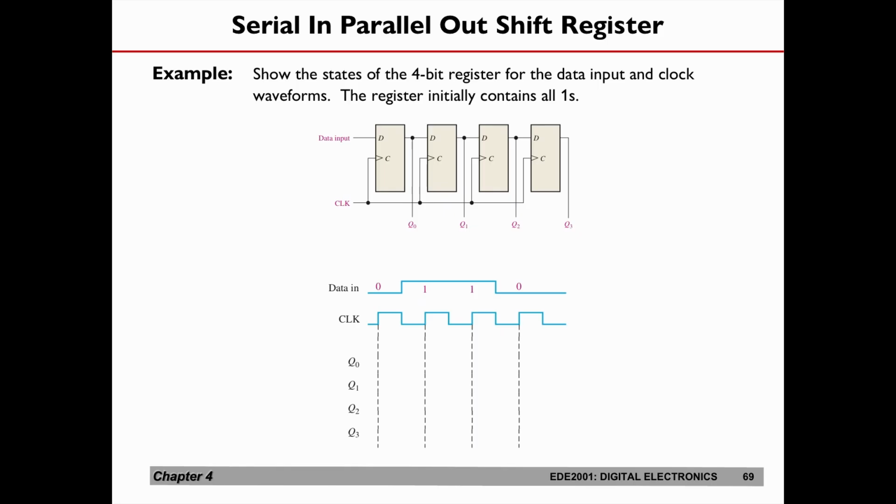Let's take a look at the operation of the 4-bit serial in parallel out shift register. The data that we are going to load in here is the 0110, which starts from here. So this is the MSB and this is the LSB. The LSB is the one that we are going to load in first.